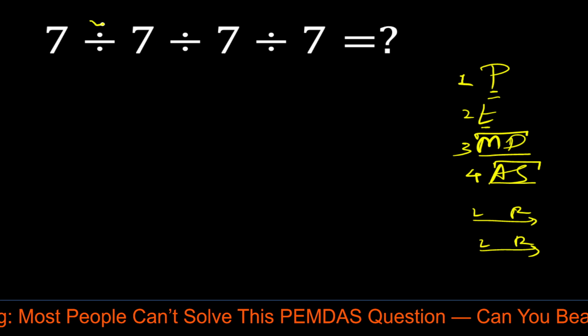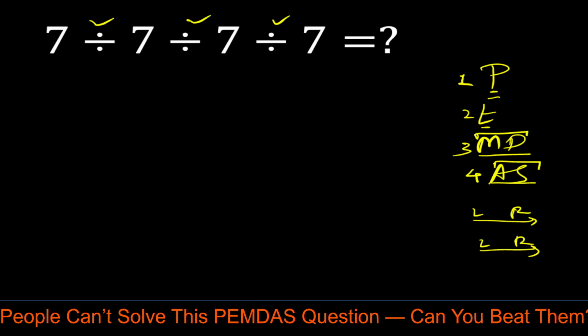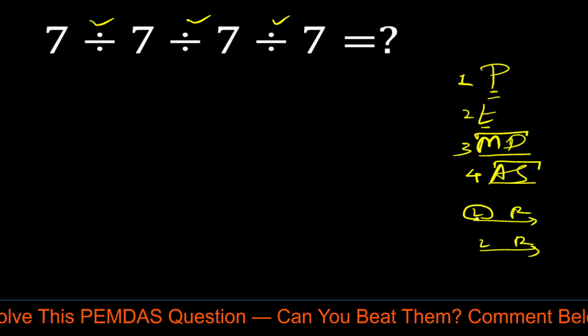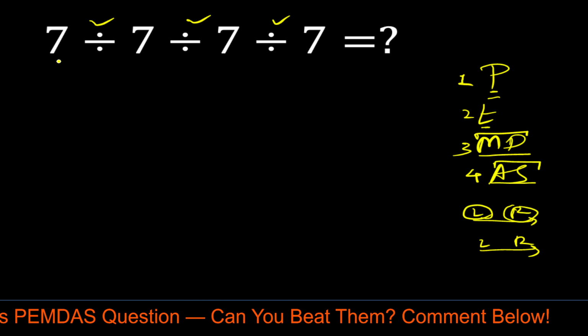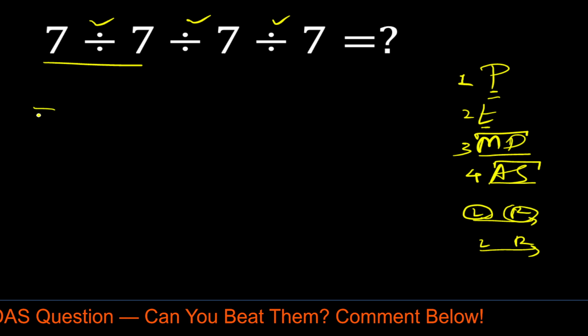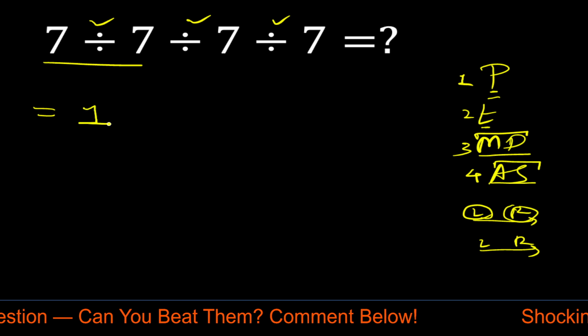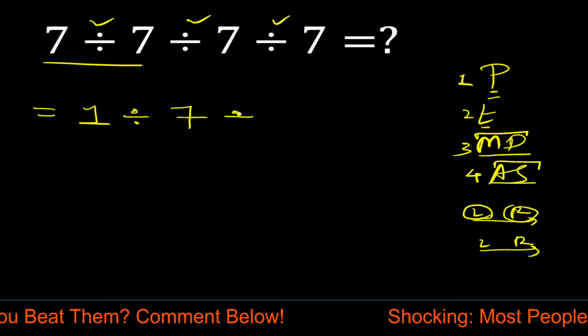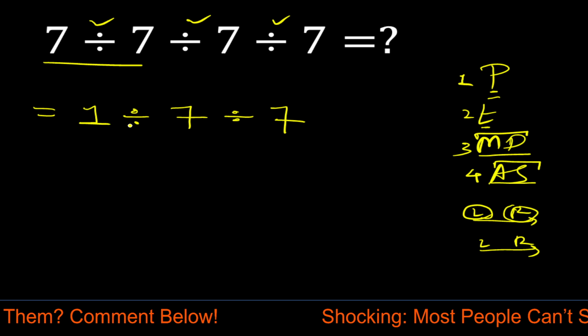So in this question, here we have division, and here division, and all have equal priority, so we have to solve it from left to right. So first we have to solve this division, right? So 7 divided by 7 is equal to 1 divided by 7 divided by 7, right?